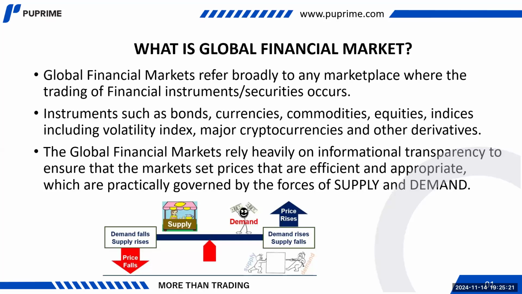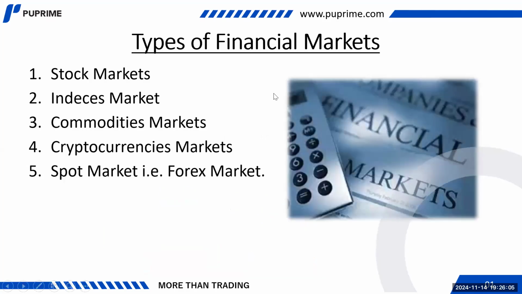So we can say that the global financial market is our online marketplace where the buying and selling of financial assets takes place. Financial assets like stocks, commodities like gold, cryptocurrency, currencies, and many other assets like that. And we say that this market relies heavily on informational transparency to ensure that the market sets prices that are efficient and appropriate and are practically governed by the forces of demand and supply. What we're saying is that this market, as big as it is, is largely controlled by the forces of demand and supply.